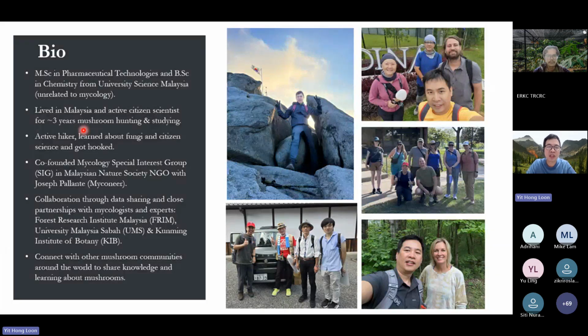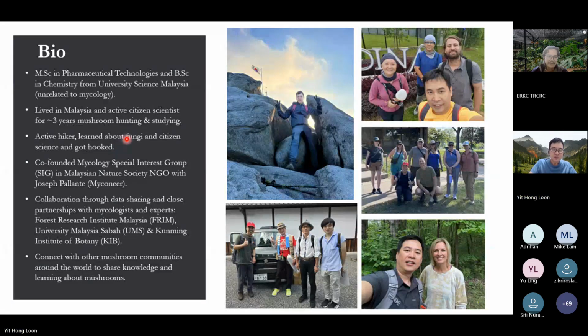Driven by my passion. That's why I know mushrooms well, but not to the expertise, I mean the researcher level, but pretty good. I'm an active hiker. I used to hike often in the community forest until one day I found a blue mushroom. I was so fascinated, and from that day I got hooked.